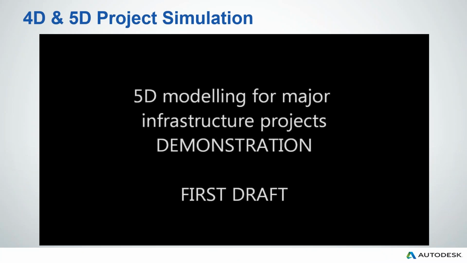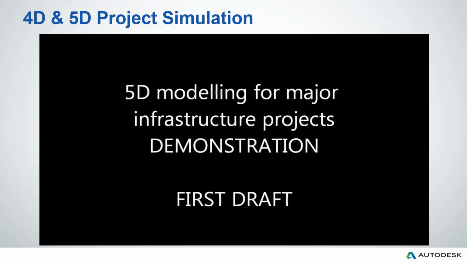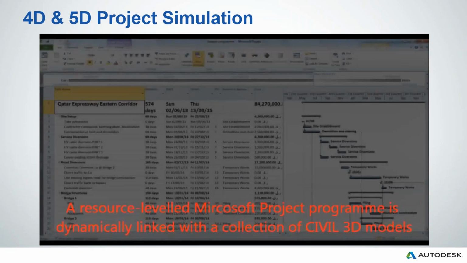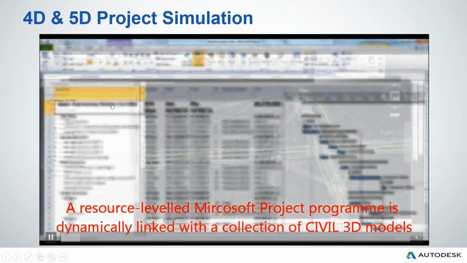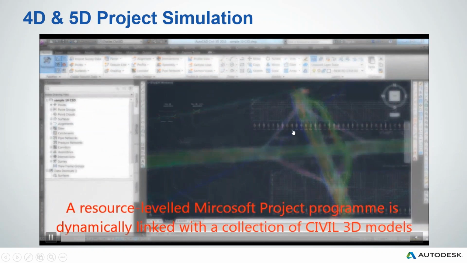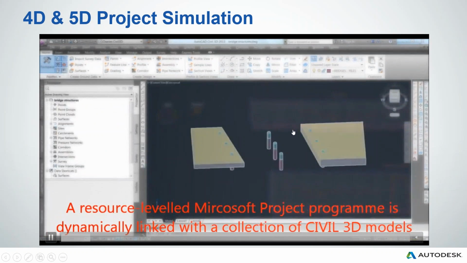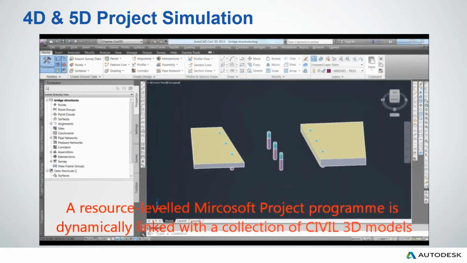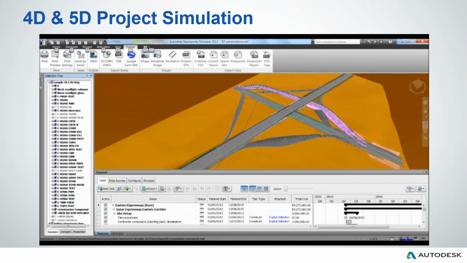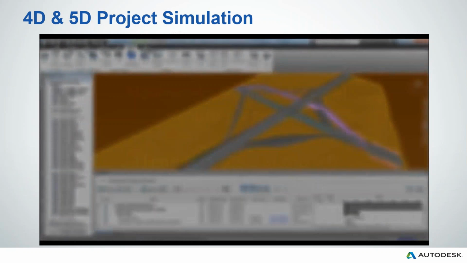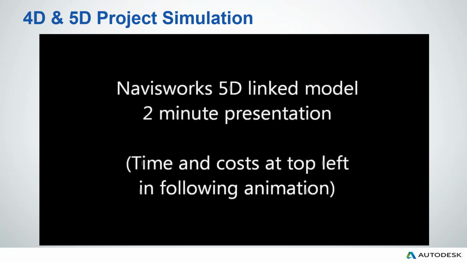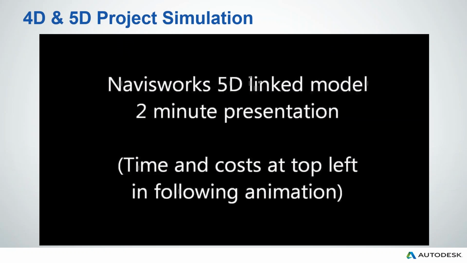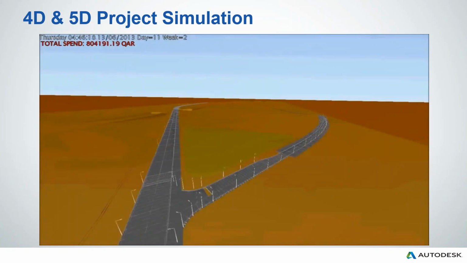The final one would be to generate what we call 4D or 5D sequencing, meaning we connect or we link the schedule of the project with the BIM model coming from Revit or Civil 3D inside Navisworks using the Navisworks Timeliner. So whether the schedule is coming from Primavera or Microsoft Office Project, or it's simply done in a CSV or Excel file, we can do all that very quickly.